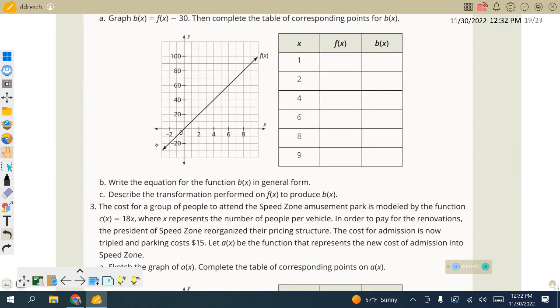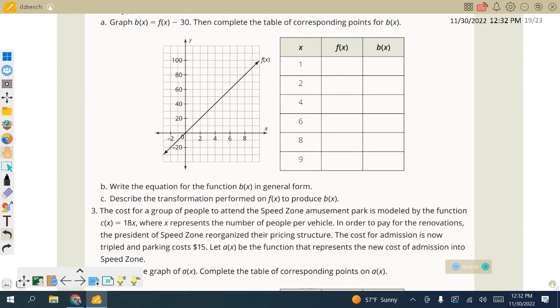Which one, 1, 2, 4, 6, 8, 9. That's the one, sorry, I don't have it. Here's 2, 4. And then this.